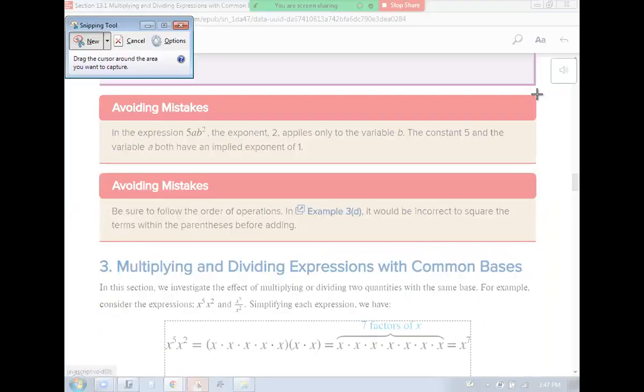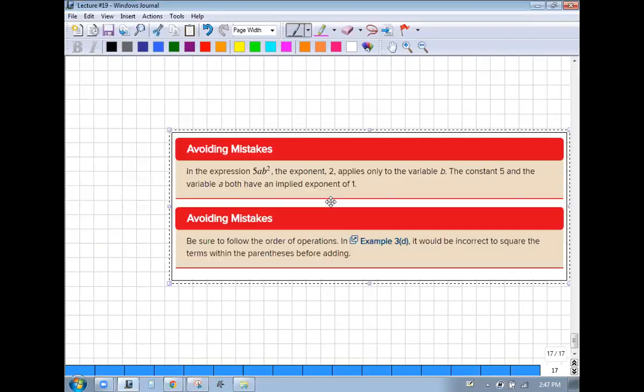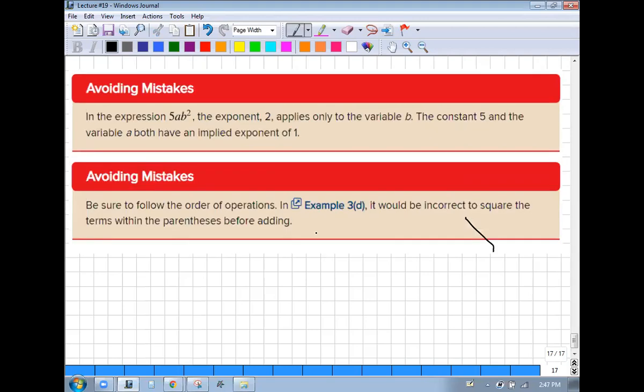So let's look at this, how to avoid mistakes here. So in the expression 5ab squared, the exponent 2 applies only to the variable b. The constant 5 and the variable a both have an implied exponent of 1. All right. So you're only squaring the b there.